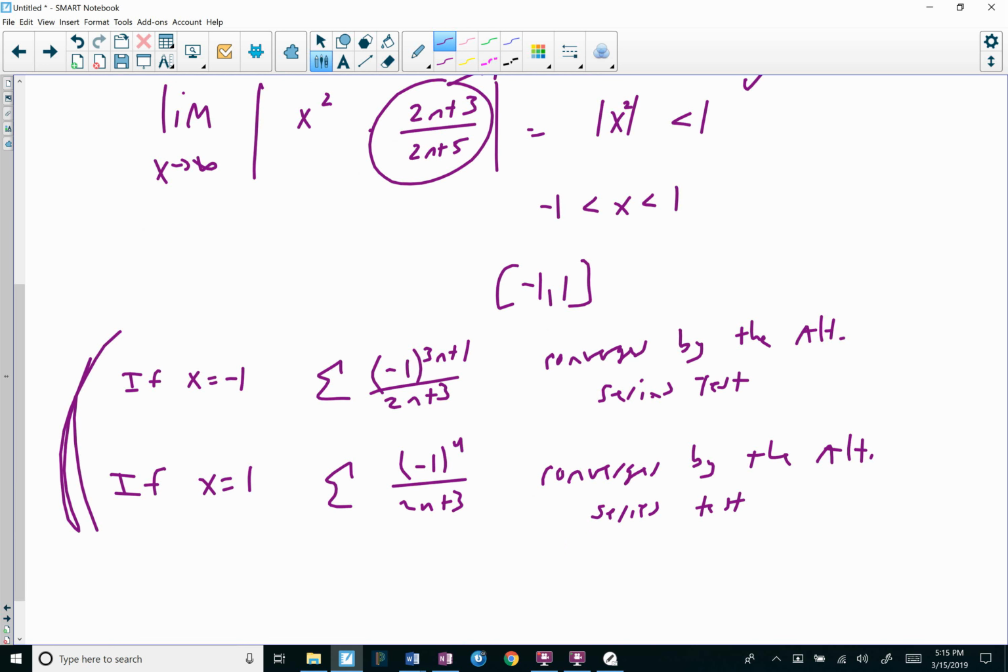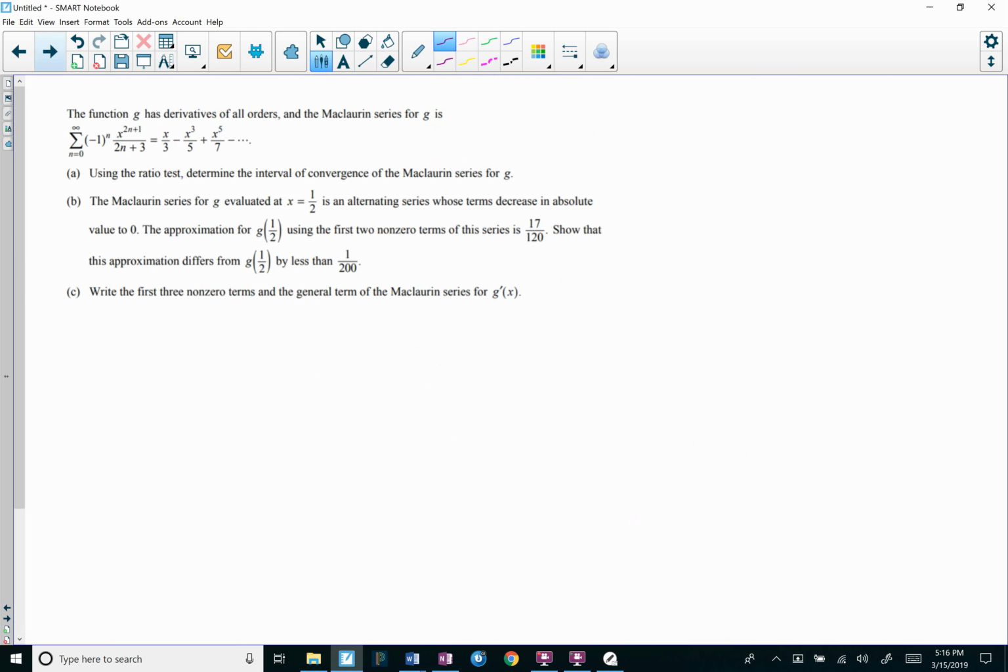So 5 points for part A, so that's a big one. Okay, part B is the one I want you to study. It's very wordy and very confusing. It says the Maclaurin series for G evaluated at x equals 1/2 is the alternating series whose terms decrease in absolute value to 0. The approximation for G of 1/2 using the first two non-zero terms is 17 over 120.